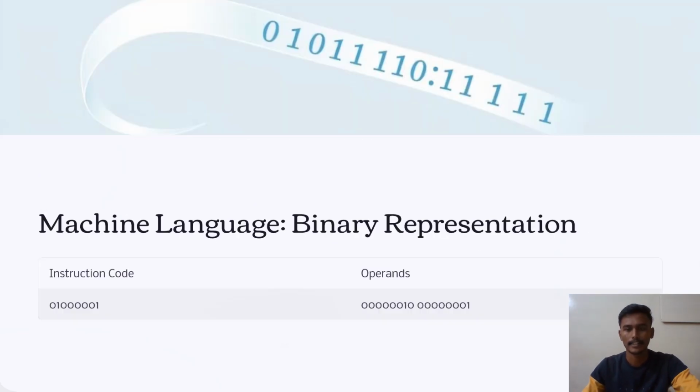Machine language, binary program, instruction and instruction code is 0100001. Operands are 000010 and 000001.